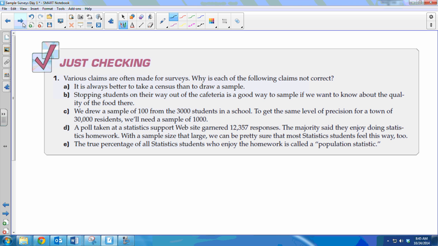On part B, stopping students on their way out of the cafeteria is a good way to sample if we want to know about the quality of the food there. What is the potential problem with that claim? Right. Not everyone is eating the food in the cafeteria, right? Some people bring their lunches.